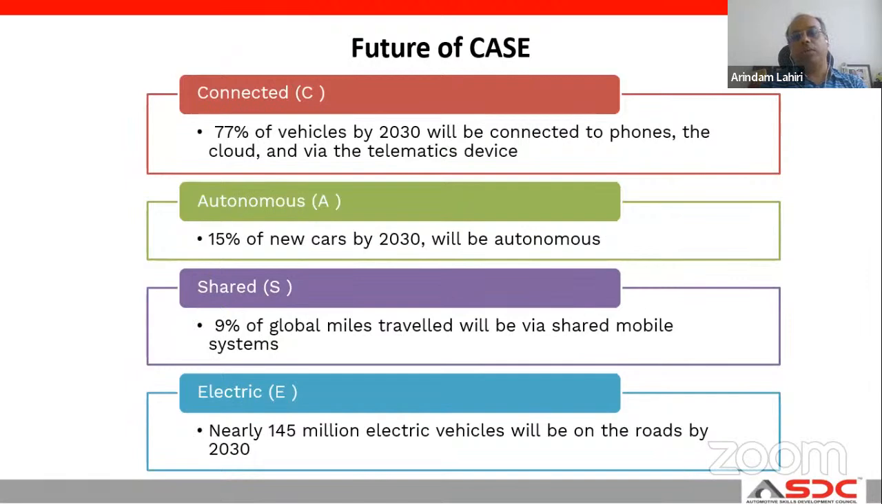15% of new cars by 2030 will be autonomous, but again, autonomous has various levels. So I don't know what level of autonomous they are. Fully autonomous, I'm not too sure, I might be wrong. Shared, 9% of global miles traveled will be via shared mobility systems by 2030. Maybe it has already happened. This is data that was done maybe 10 years before 2030, maybe 2019 or 2020 data I'm talking about.